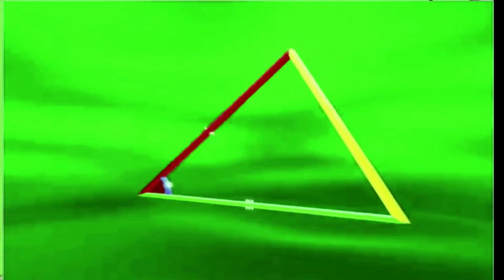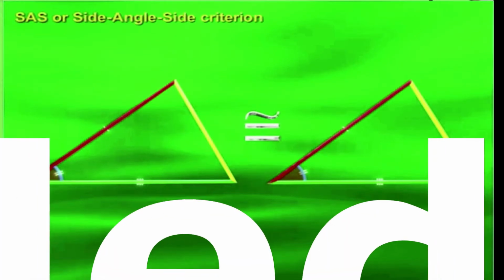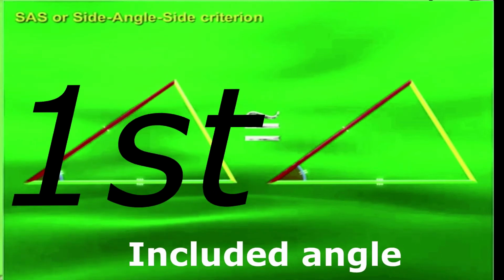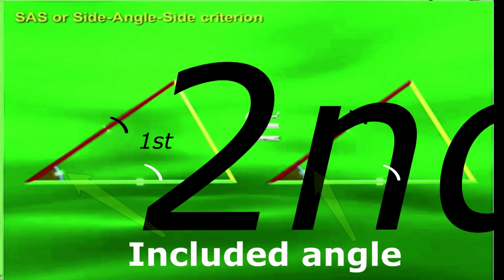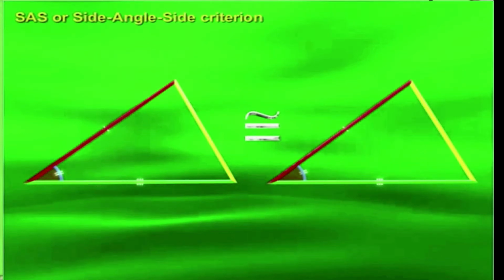For the second criteria, for the two triangles to be congruent, we have side angle side or SAS. For this criteria, if 2 sides and the included angle of the first triangle are equal to the corresponding sides and included angle of the other triangle, then the two triangles are congruent.